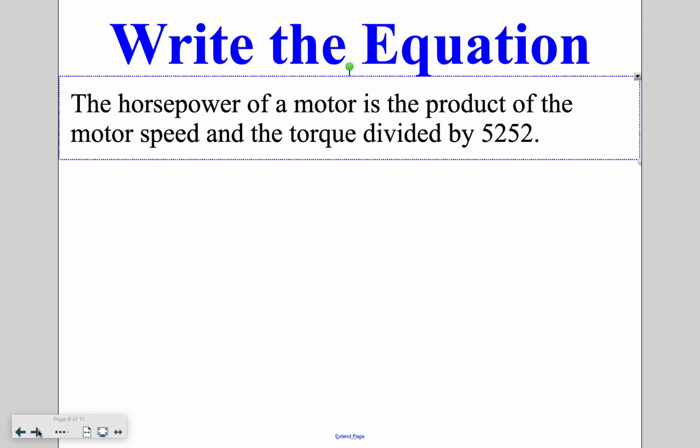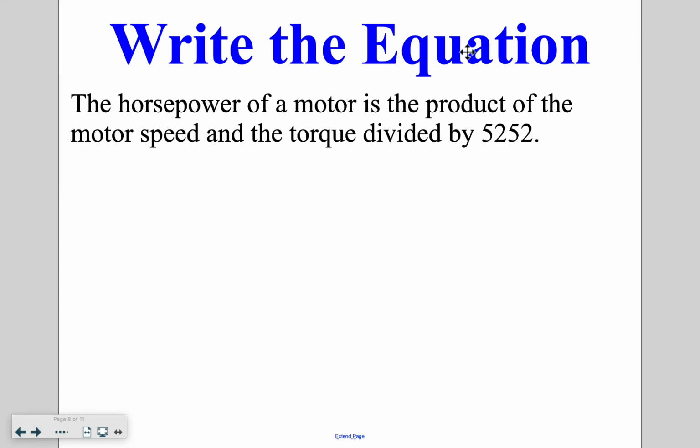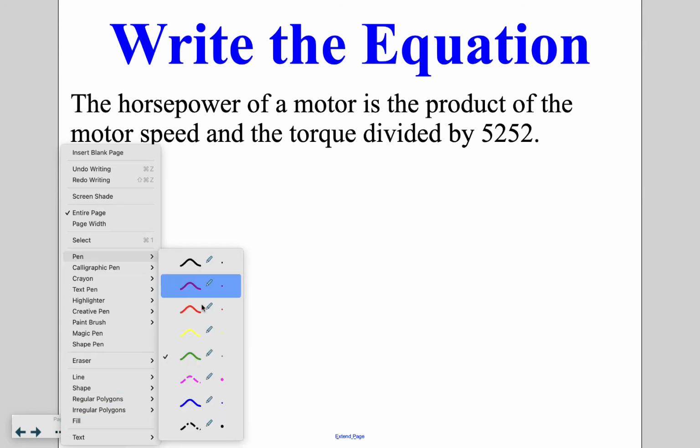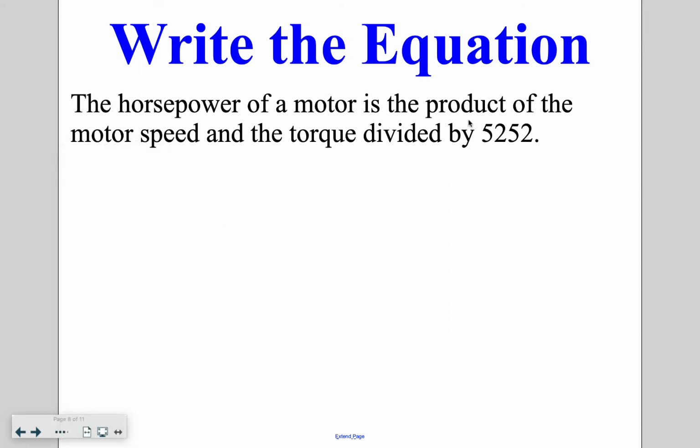Next, we're going to talk about what happens if there's an equation that has more than one variable involved in it. So the horsepower of a motor is the product of the motor speed and the torque divided by 5,252. So there are 3 separate things that we don't know in this problem. The horsepower, and then the motor speed, and the torque. So you're going to want a separate variable to stand for each of those things.